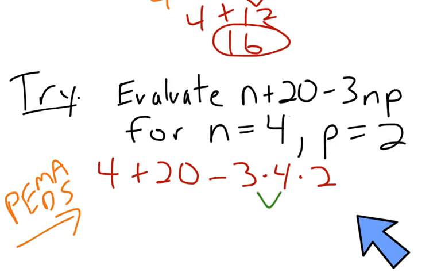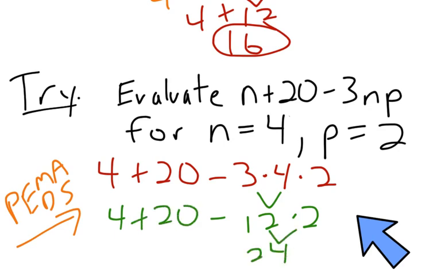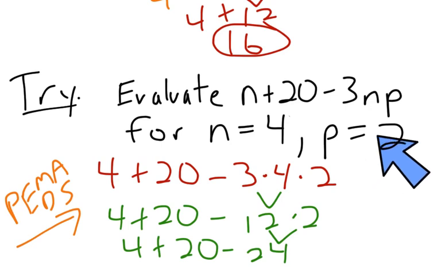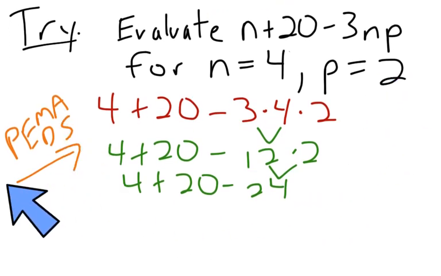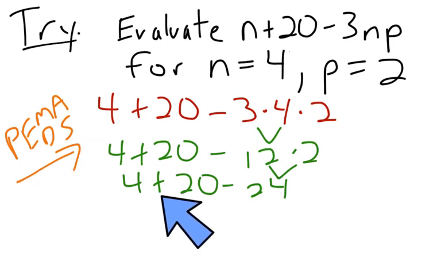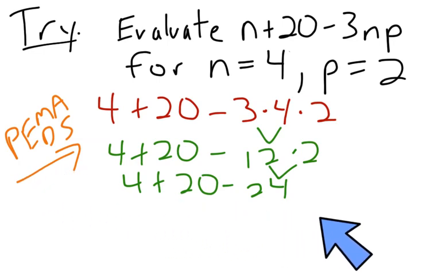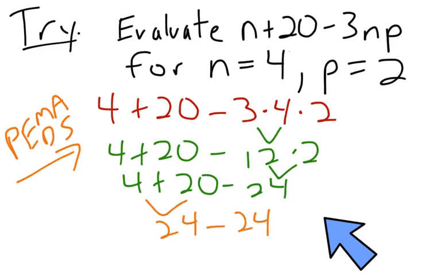So 3 times 4 is 12, and I'll bring everything else down. And then 12 times 2 is 24, and I'll bring everything else down. And now I have add and subtract, and I'm going to do whatever comes first from left to right. So addition comes first from left to right. So 4 plus 20 is 24, minus 24 is 0.